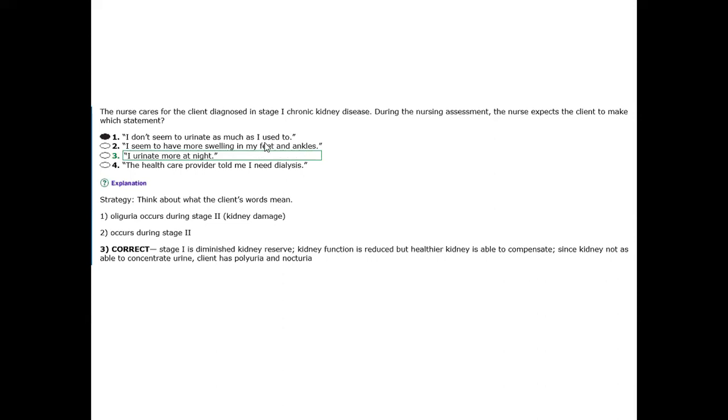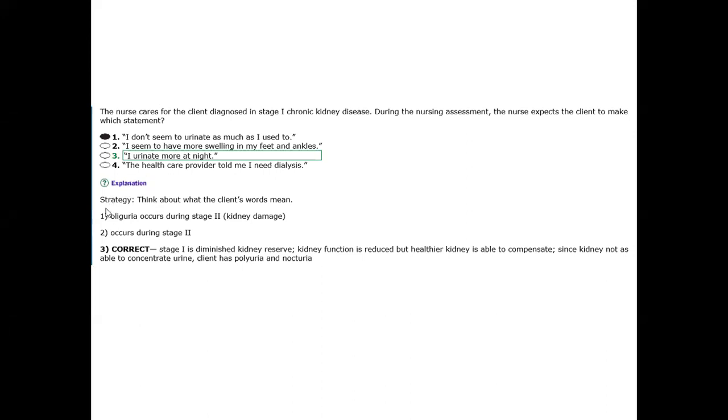It means the patient has pitting edema, but pitting edema develops in end-stage renal disease, not stage 1. Number 3, I urinate more at night. So this is the answer, because the stage 1 chronic kidney disease patient has this problem at the beginning: they go for urine more at night. Number 4, healthcare provider told me I need dialysis. So it is not related to the signs and symptoms of stage 1 chronic kidney disease. So number 4 is not an answer.